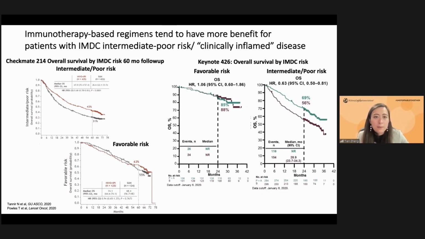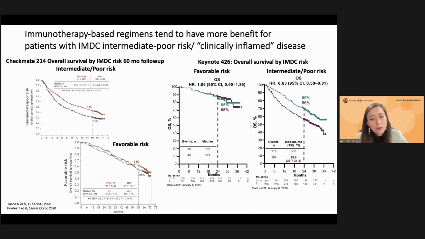They also tend to have more improvements in patients who we term as IMDC intermediate or poor risk. And this is a set of criteria where we're looking at clinical features of inflammation, but in particular, those patients who do have intermediate or poor risk disease, they tend to do better with immunotherapy-based combinations.